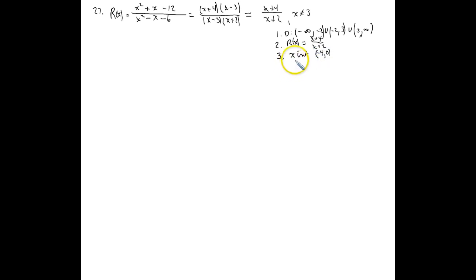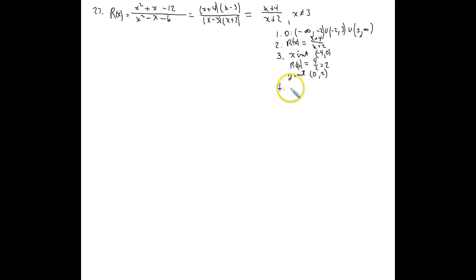And our y-intercept would be whatever value we get when we put in r of 0. So r of 0, again, 0 is in our domain. So it would be 4 over 2, and that would be 2. So our y-intercept would be the point (0, 2). Remember, all we have to do is look for zeros in the numerator for our x-intercepts, and we plug in 0 for x to find our y-intercepts.